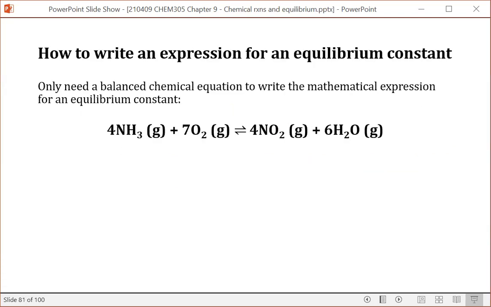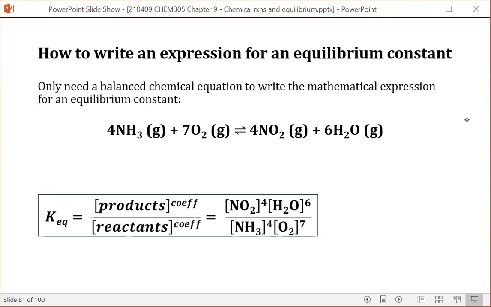So to write an expression for an equilibrium constant, you only need a balanced chemical equation. And just from a balanced chemical equation, you can write the expression. So for this equation where you have ammonia gas reacting with oxygen gas to make nitrogen dioxide and water, we check everything's in the gas state. So everything will be included in the equilibrium expression. If water here was in the liquid state, it wouldn't be included.